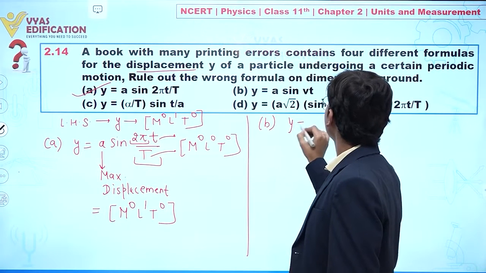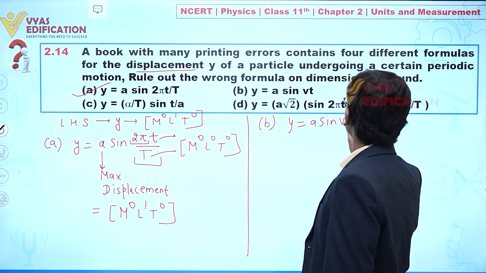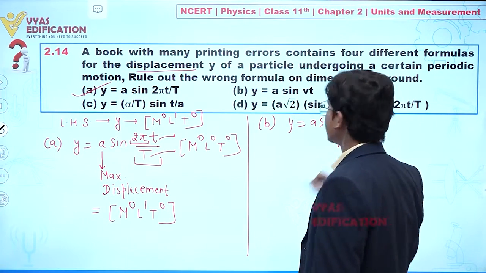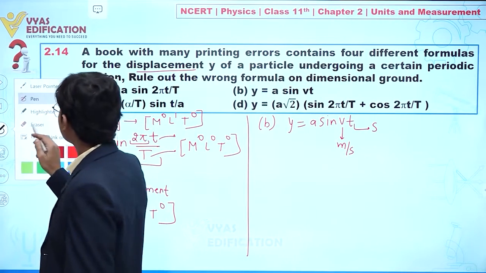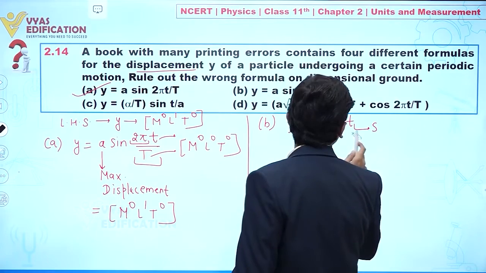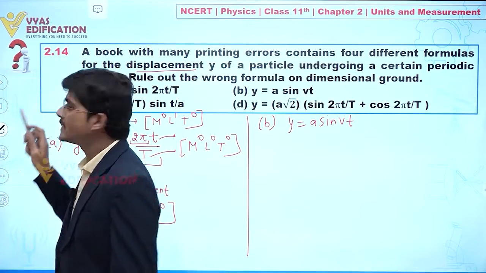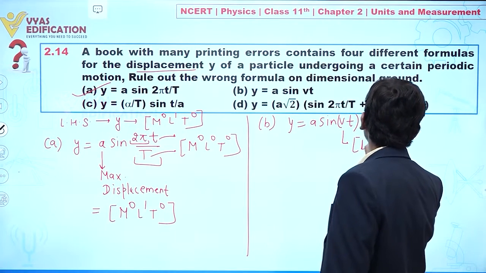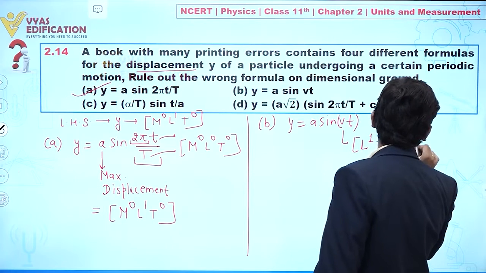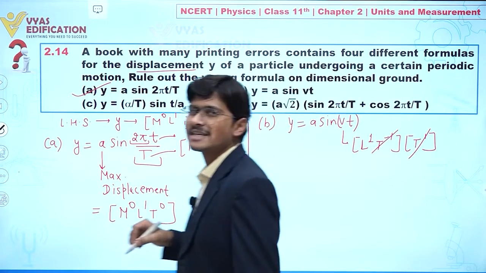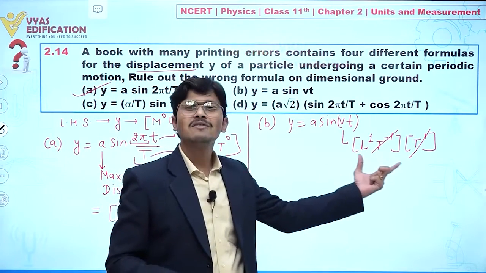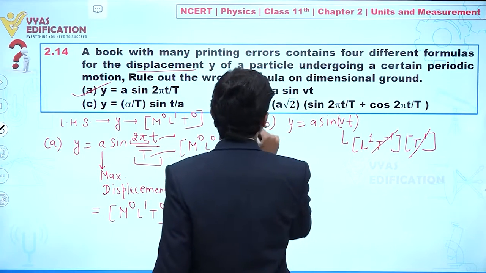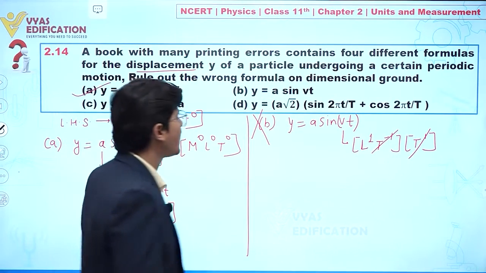Now if we are checking number B, it is given y equals a sine vt. Vt means meter per second, and T is only second. If I write the dimensional formula inside this bracket, this is L1 T minus 1 and this is only T1. Inside this sine we always need the dimensional formula M0 L0 T0. It means definitely this relation is wrong according to dimensional analysis.